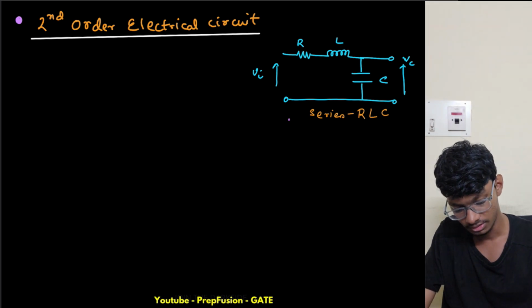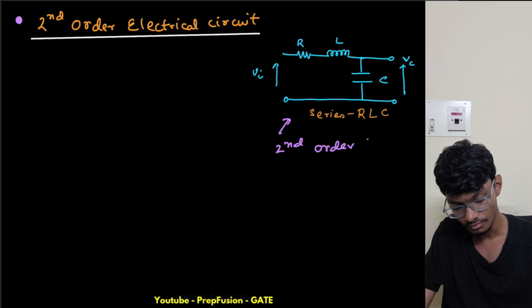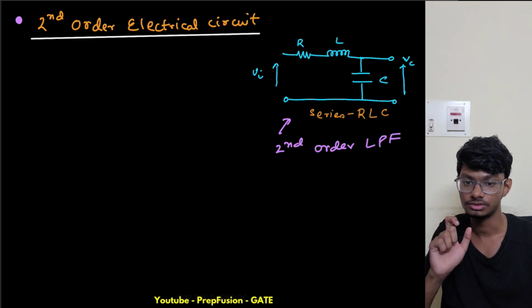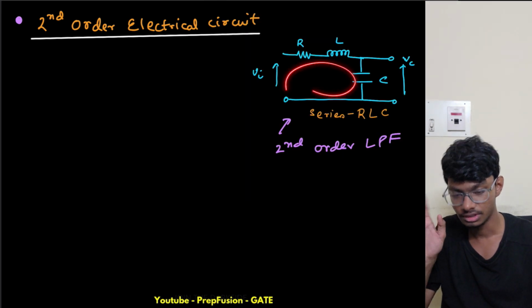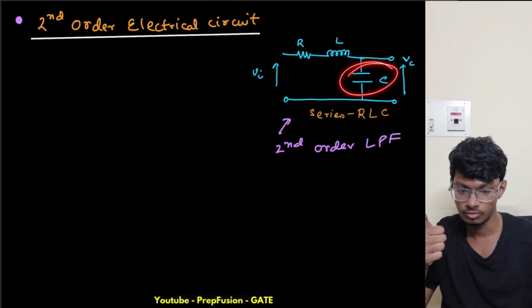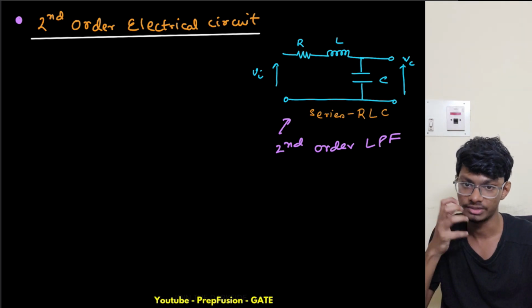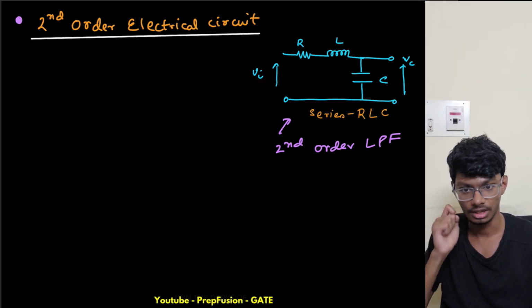So this is called a second order low pass filter, right? This is called a second order low pass filter. Now what I'll do, I'll simply apply KVL here. My VC is the output, the response that I'm interested in, and my VI is the input.